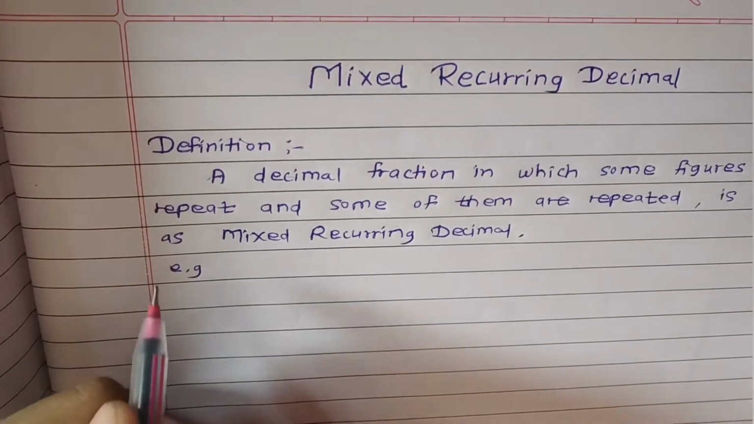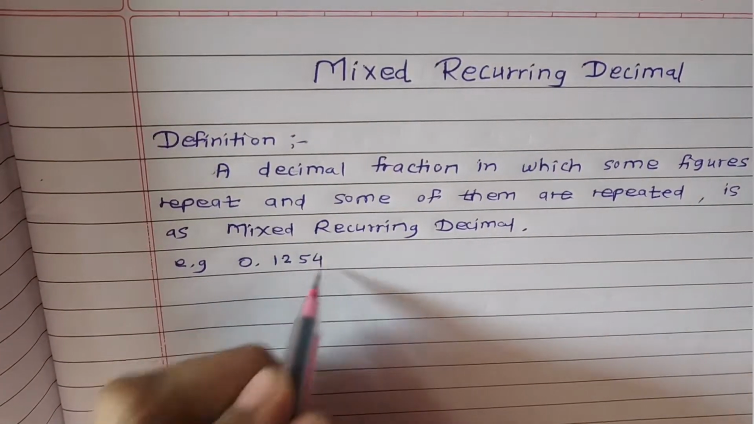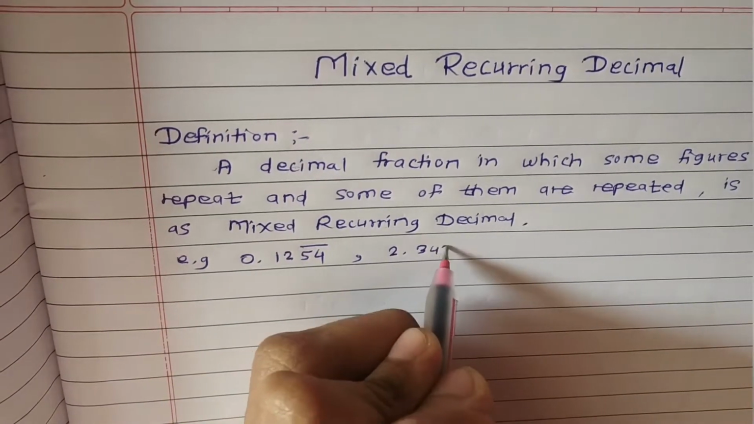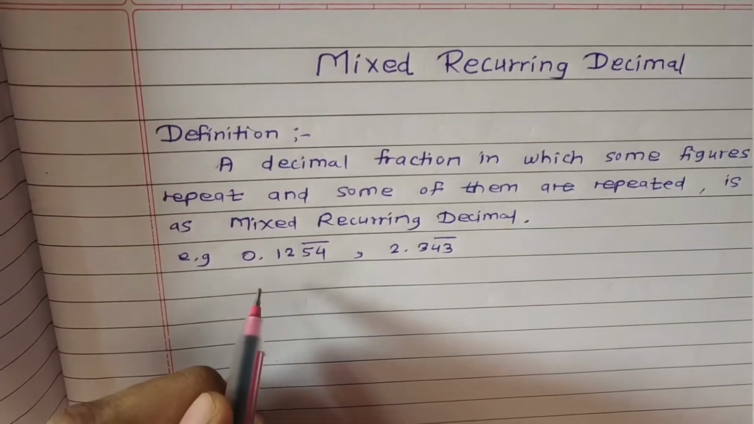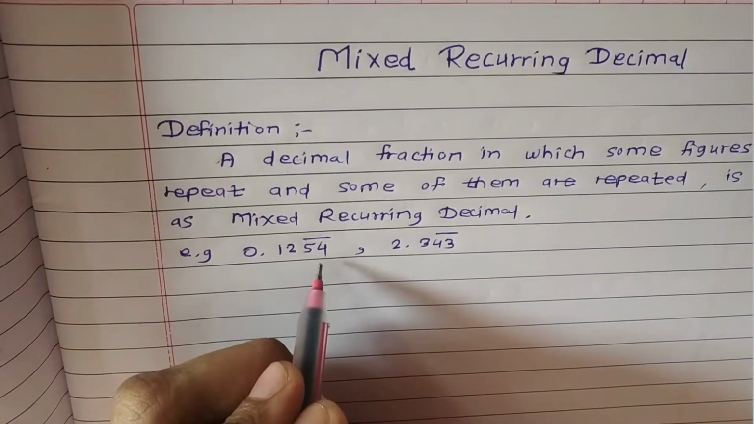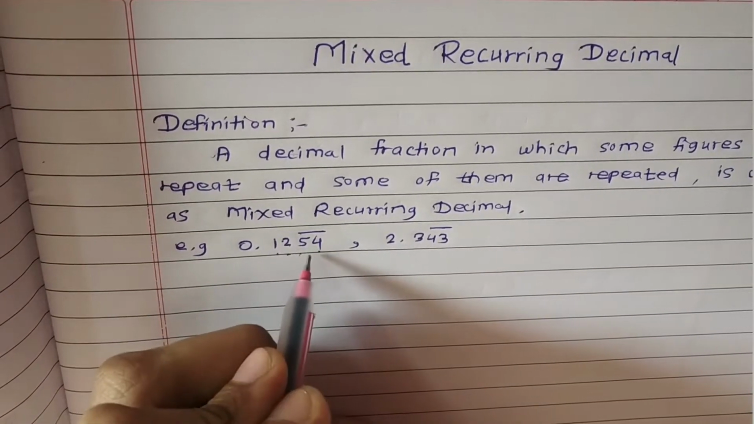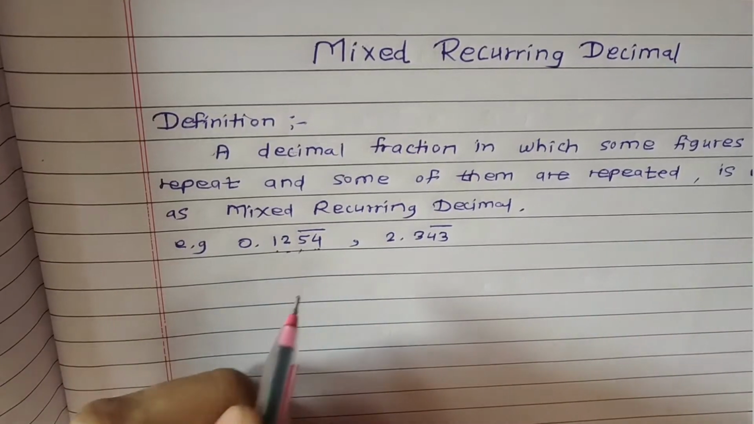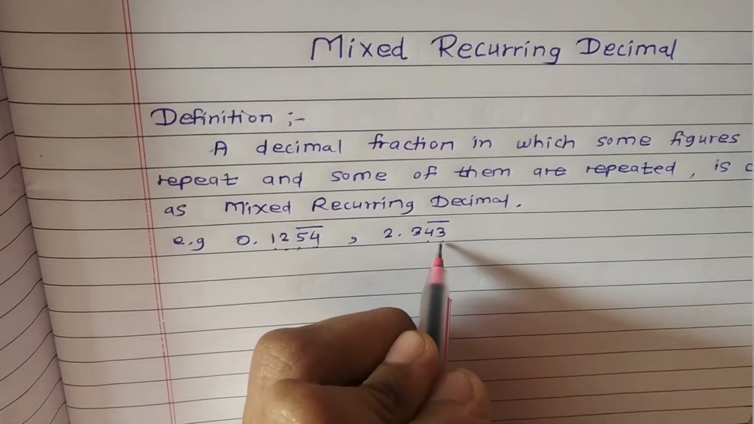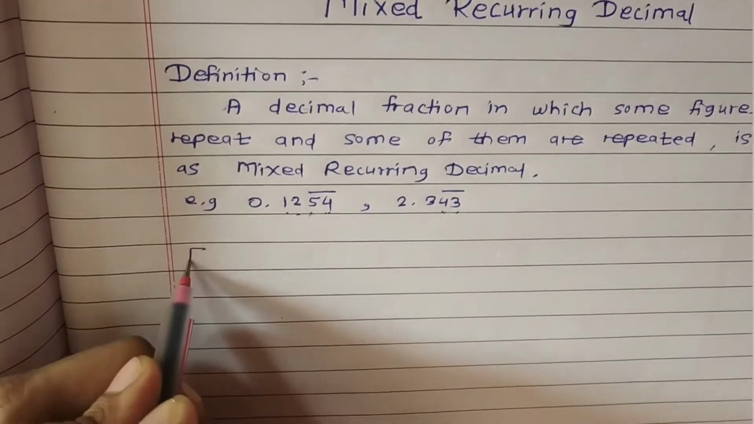Let's take an example: 0.1254 bar and 2.343 bar. Here you can see that in this example the bar is represented over only two digits, that is 5 and 4. There is no bar over 1 and 2, means 5 and 4 are repeated till infinity. In this example the bar is only over 4 and 3, means that digits 4 and 3 are repeated till infinity. Let's discuss with more examples.